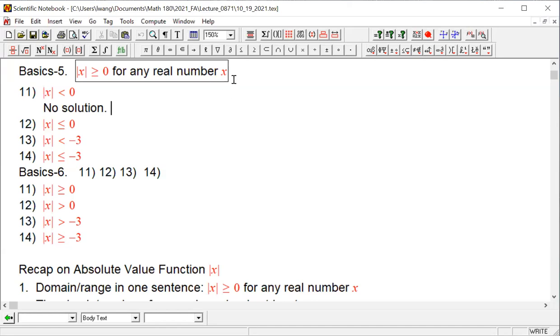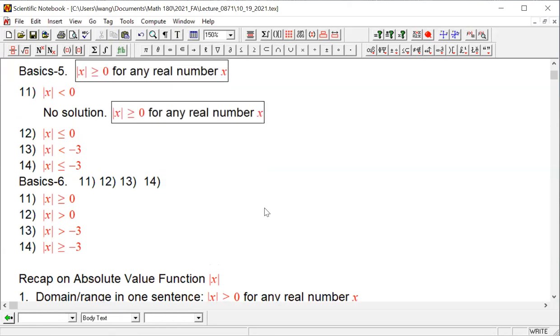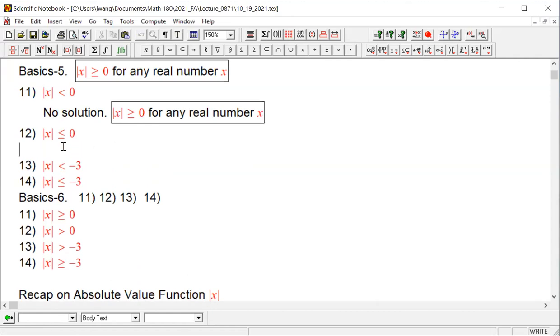Why? That's the powerful statement. That's the reason. The next one. What's the solution to less than or equal to 0? Less than 0 is impossible. Can it be equal to 0? So this sign means what? Less than or equal means 'or' in a truth table.